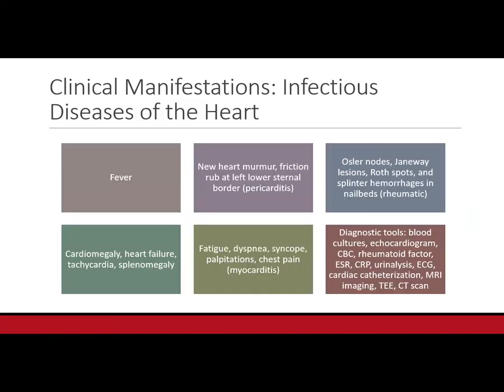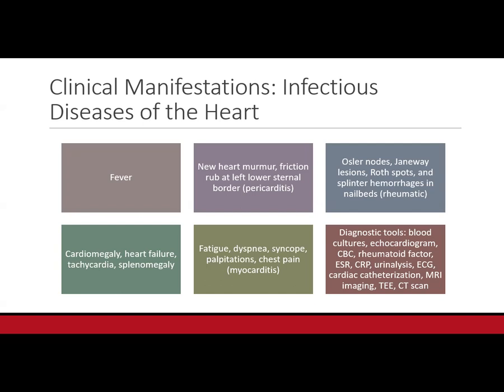So these are some of our clinical manifestations of our infectious diseases of the heart. So things like fever, new heart murmur, friction rub at the left lower sternal border, so for pericarditis. Osler nodules, Janeway lesions, Roth spots, and splinter hemorrhages in the nail beds for rheumatic. Cardiomegaly, so that enlargement of the heart, heart failure, tachycardia, splenomegaly, so enlargement of the spleen. Fatigue, dyspnea, syncope, palpitations, and if they've got myocarditis, they might develop chest pain.